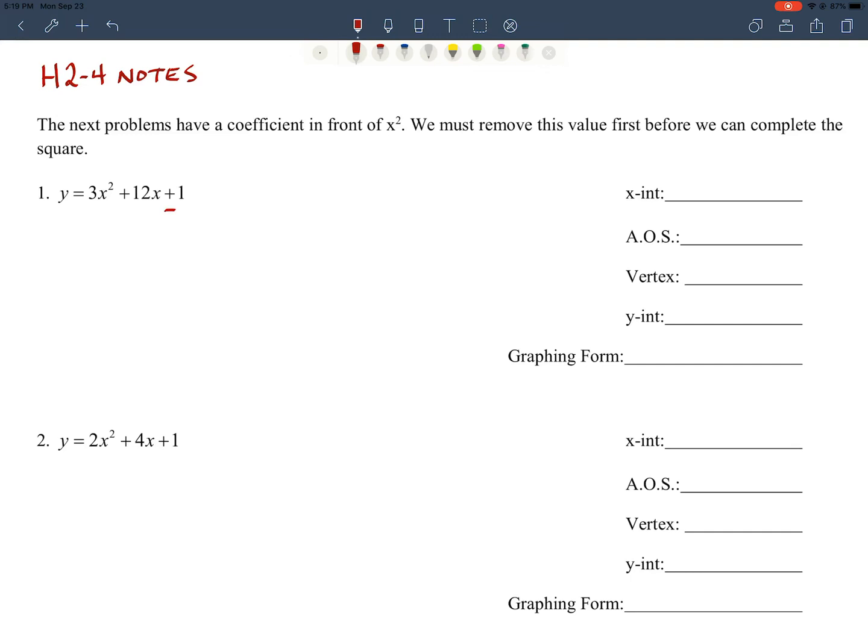So first step, exactly the same. Subtract our 1 from each side. We're going to get rid of the c value there. So we have y minus 1 is equal to 3x squared plus 12x.